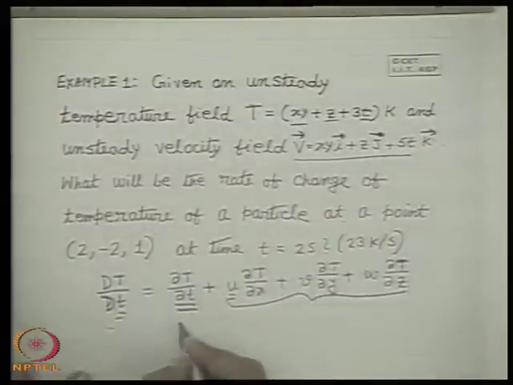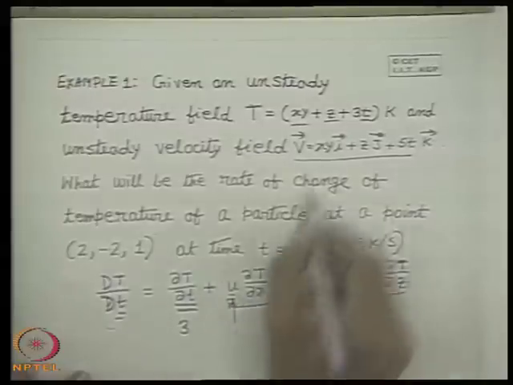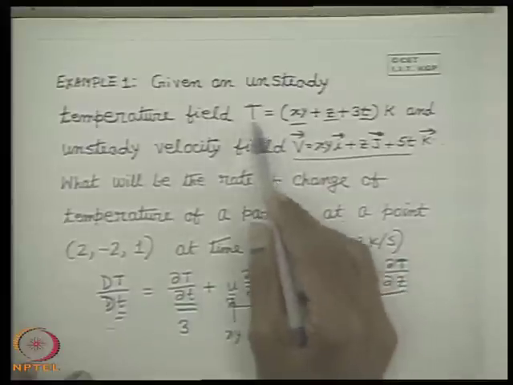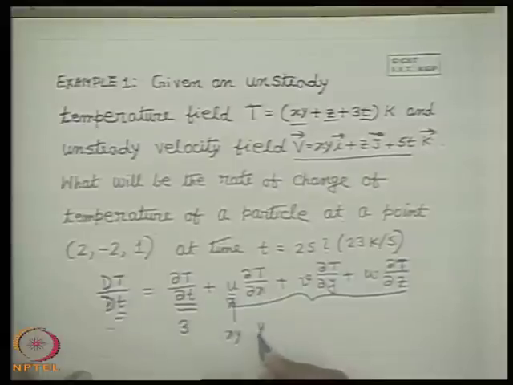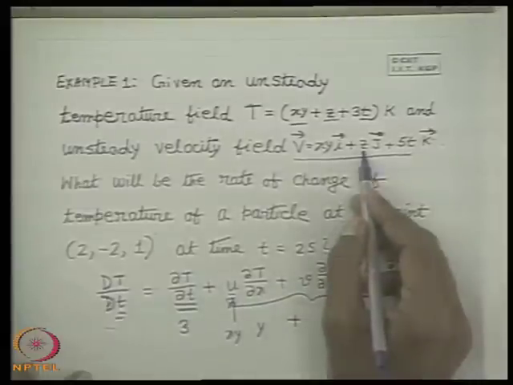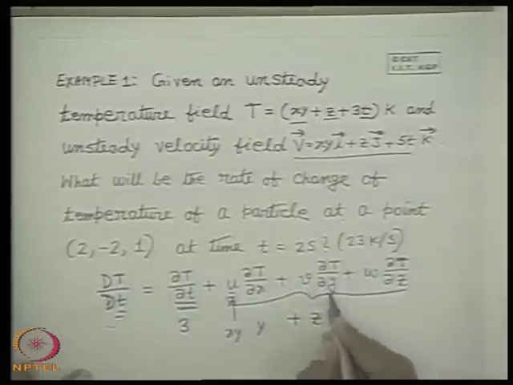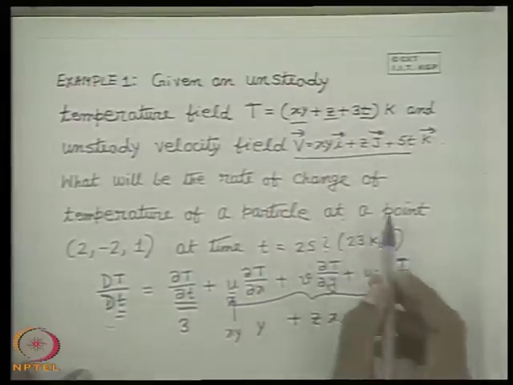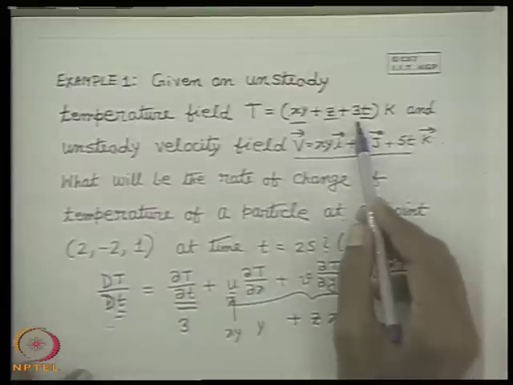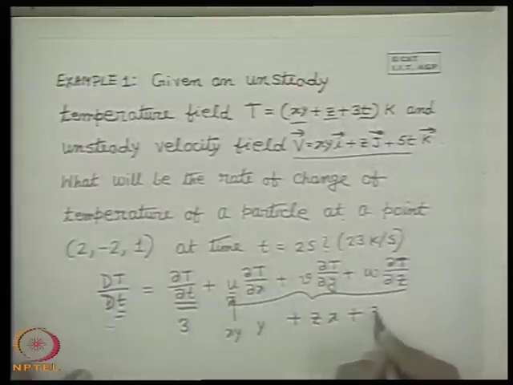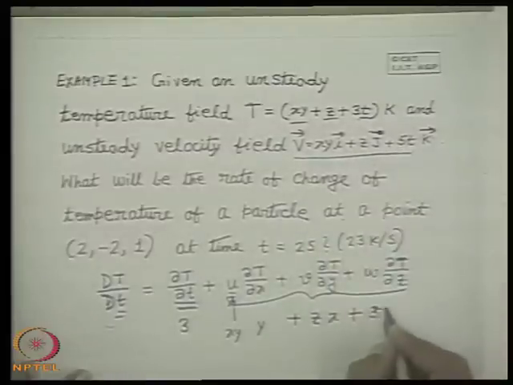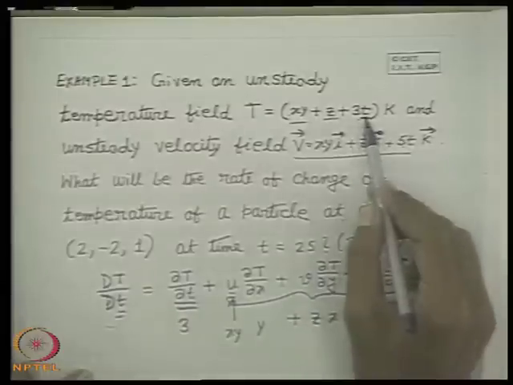So what is del T del t here? The first term is 3. What will be u here? xy. Now simply school level things. What is del T del x? y. What is v? z. What is del T del y? x. What is w? w is 3t. Oh, sorry, 5t. I am sorry, I have seen it there. 5t.